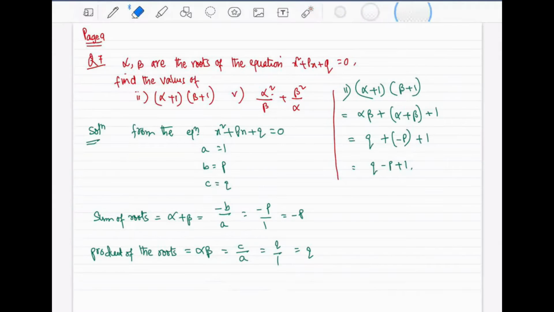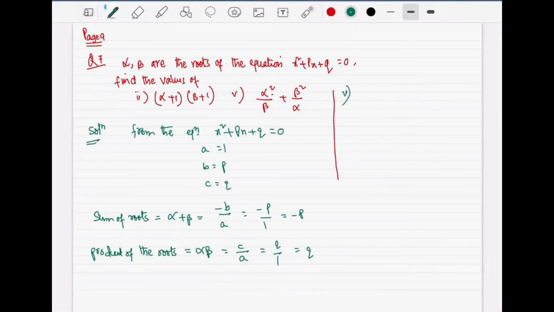Okay, let me rub this out and let's come to Roman number 5. We are given alpha square by beta plus beta square by alpha. Let's do the addition of these two terms. First of all, you have to multiply the two denominators, beta and alpha. So the denominator will be alpha beta. And now you do cross multiply.